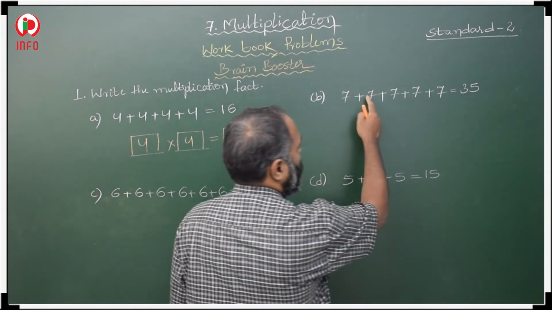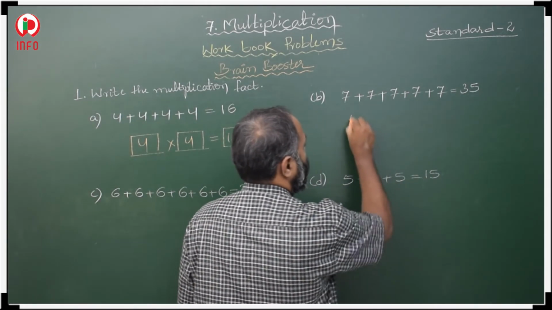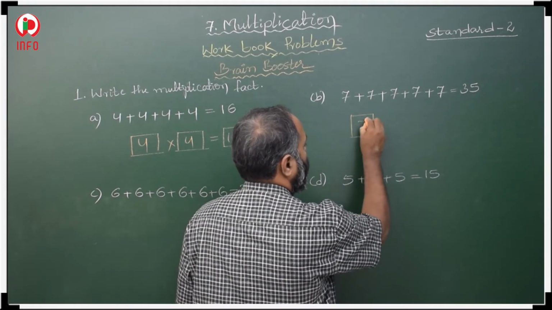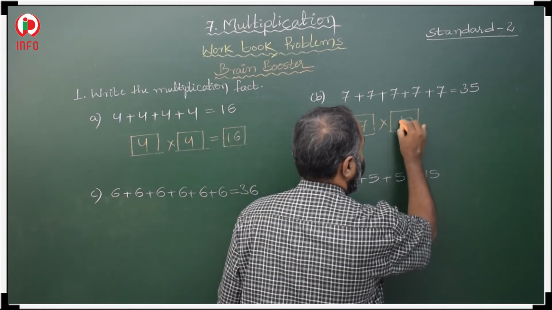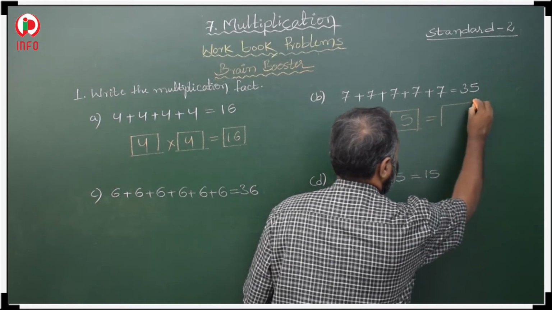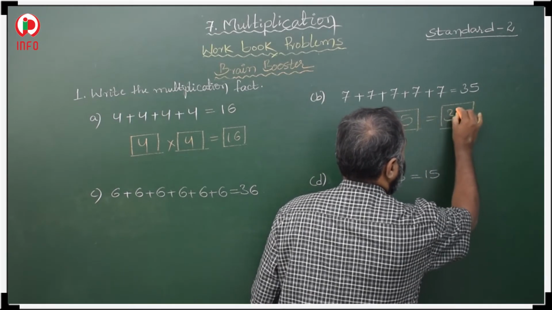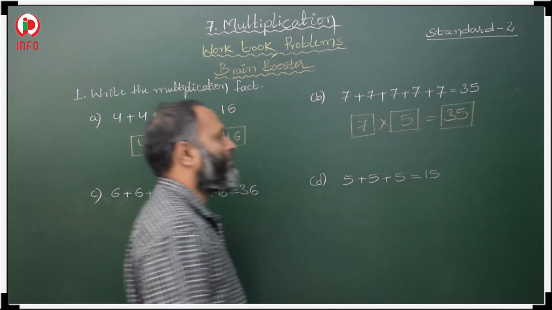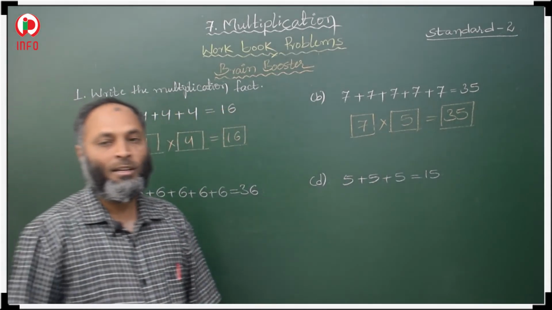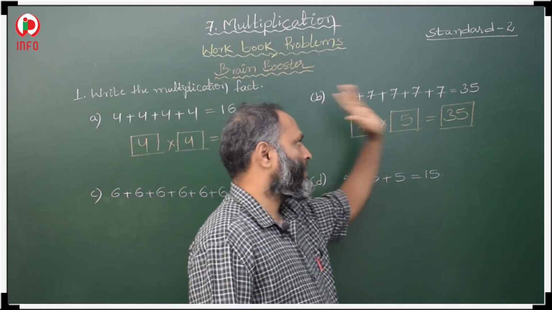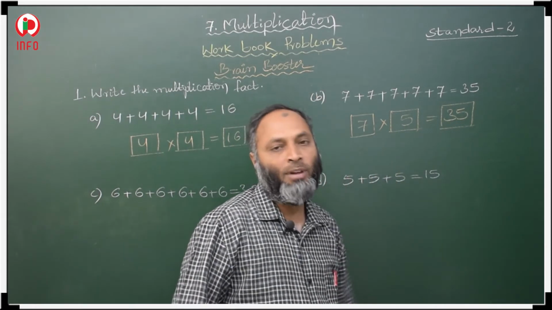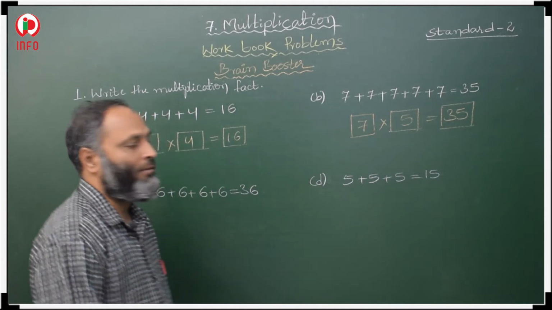Here 7, 1, 2, 3, 4, 5. This 7 we are adding 5 times. And 7 fives are 35. If you add 7 five times, that is 35. 7 plus 7 plus 7 plus 7 plus 7. If we add 5 times, then you will get 35.